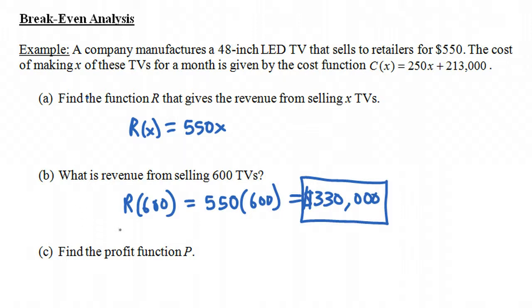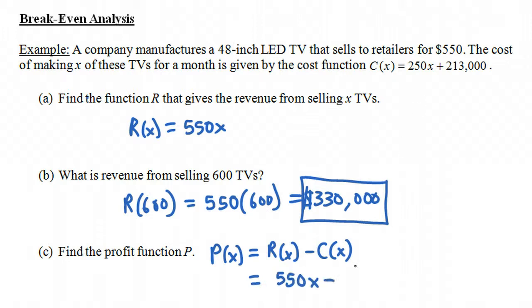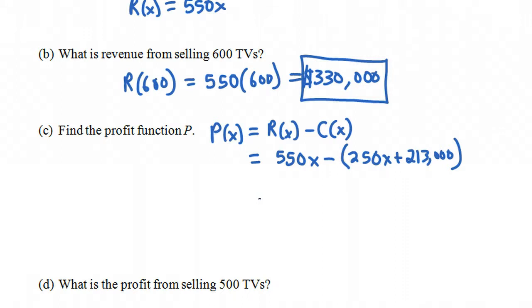Okay, now find the profit function P. Now remember that the profit is equal to the revenue minus the cost. P of X is equal to R of X minus C of X. And we found our revenue function was 550X, and our cost function is 250X plus 213,000. Now remember to put this in parentheses because you're not just subtracting that first term, you're subtracting this whole thing.